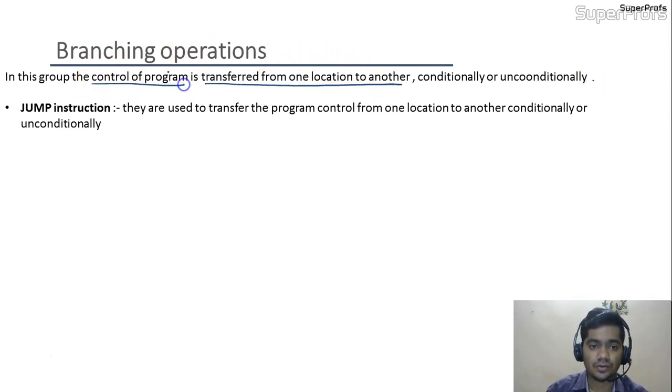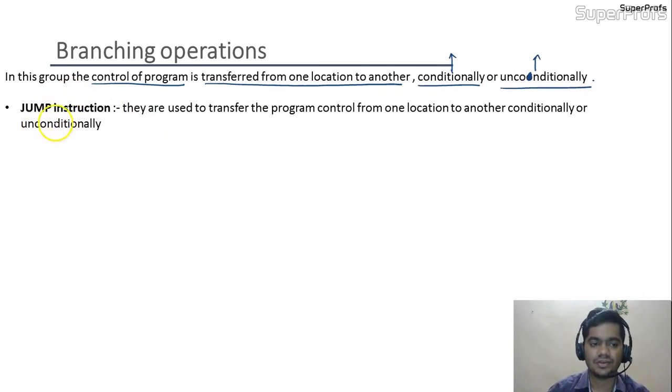What is meant by the control of the program? Suppose an instruction like a branching operation comes, then the execution would stop there. It would go to another location, complete all operations and then return to its main execution. This can be done either conditionally or unconditionally. That is, only when some condition is satisfied would it jump to another location, or we can do it unconditionally, that is, with no condition it is transferred to that location.